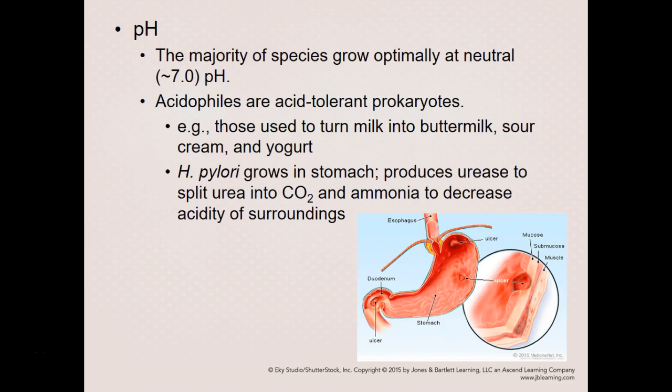In our body, the majority of microorganisms grow best at close to a neutral pH. Think of our blood. Our blood has a pH of about 7.4, so close to neutral. There are organisms, acidophiles, that grow best in very acidic environments. And so microbes that are used in making buttermilk and yogurts, these are acidophiles. And we actually have one microbe that grows really well in acidic environments in our stomach, and that's Helicobacter pylori.